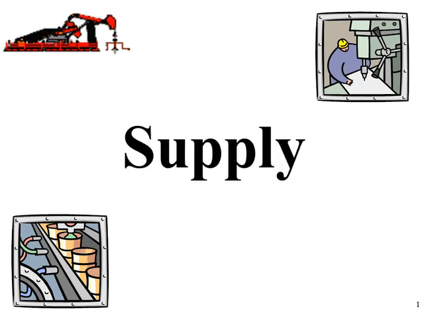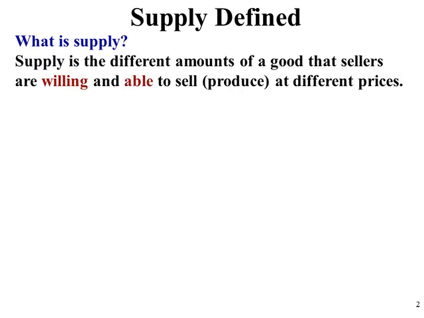Hello, today we are going to talk about supply in lesson 1.05. First of all, we're going to talk about what supply is. Supply is the different amounts of a good that sellers are willing and able to sell or produce at different prices.